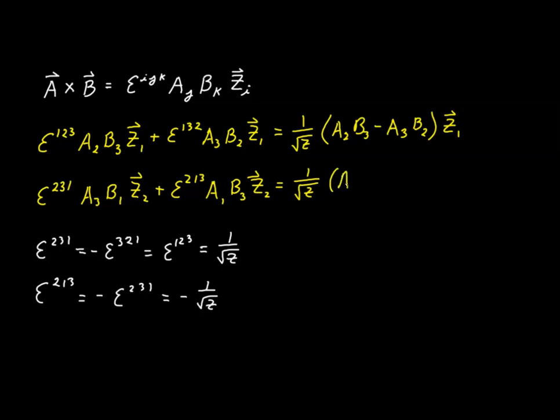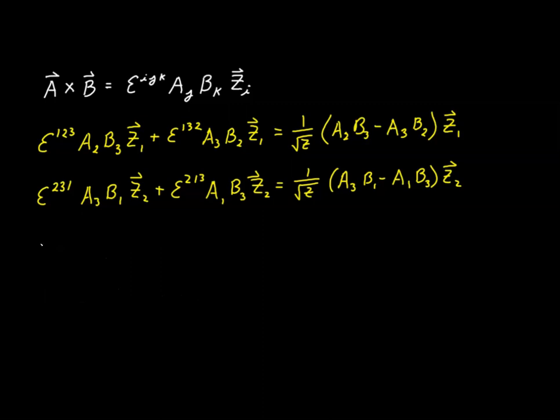times A3, B1, minus, again, because of this term down here, minus A1, B3, and this time we're factoring out Z2. Okay, one more to go.